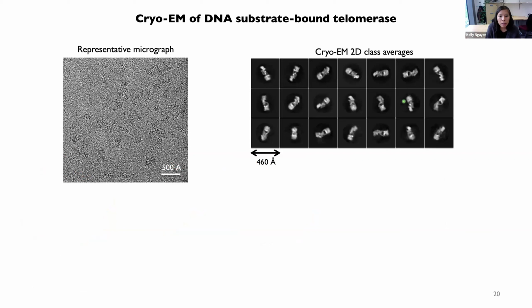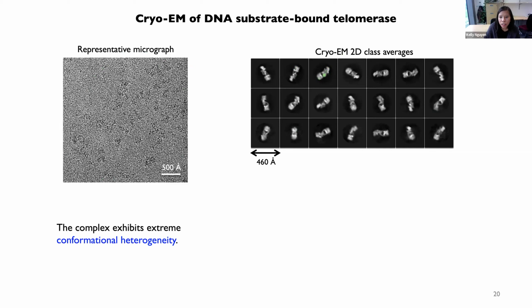So then, applying the methods that I mentioned, using these direct electron detectors as well as the image processing techniques, we apply them to telomerase bound to DNA substrate. And here are some of the 2D class averages. And as I mentioned briefly before, it's actually very conformationally heterogeneous.